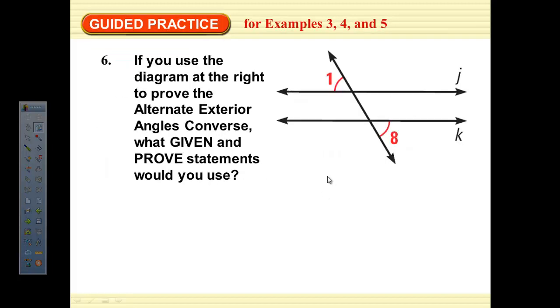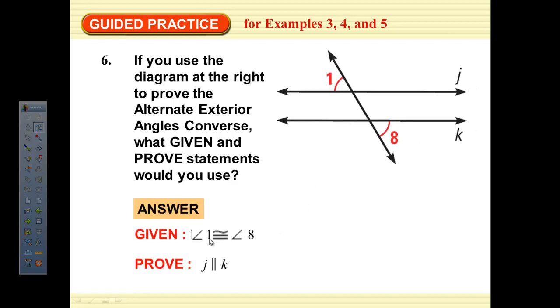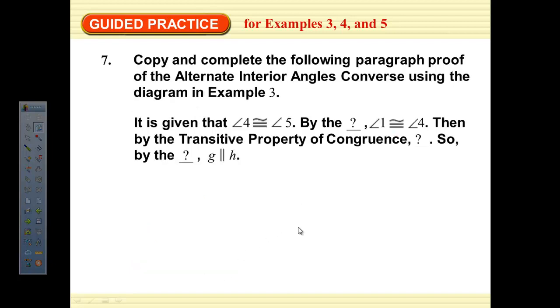Now here's some quick ones. We just want the given and the proof for this one. We're given that 1 and 8 are congruent, and we want to prove that the lines are parallel. So we would say that given is angle 1 is congruent to angle 8, and we want to prove that J is parallel to K.